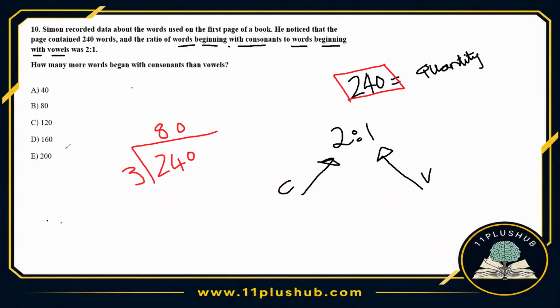Once we've got the answer to this part, 80 must mean how much each part is worth. Okay, 80 represents 1 part. So we know that this 1 part is 1 times 80. And over here, 2 times 80, which is 160. So there are 160 words beginning with consonants and 80 words beginning with vowels, which means that the difference between them is 80. There are 80 more words that begin with consonants than words that begin with vowels.